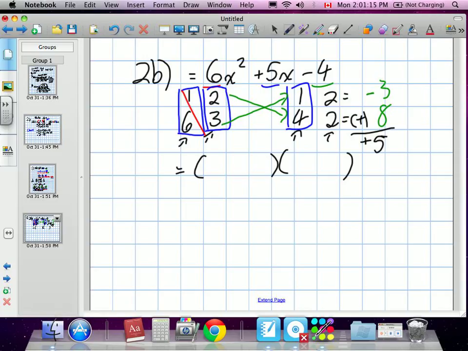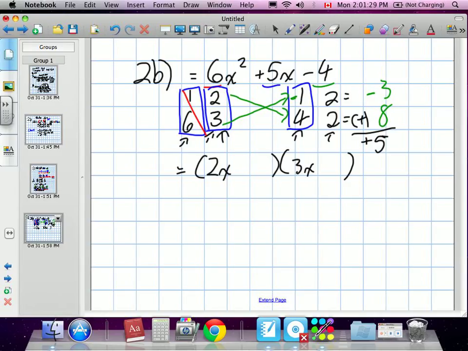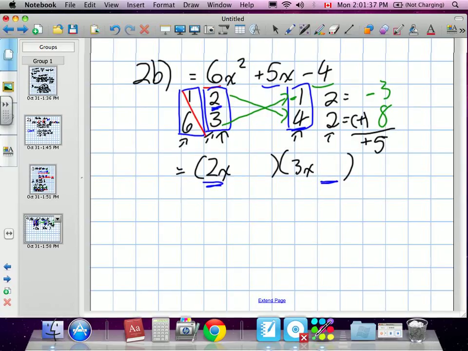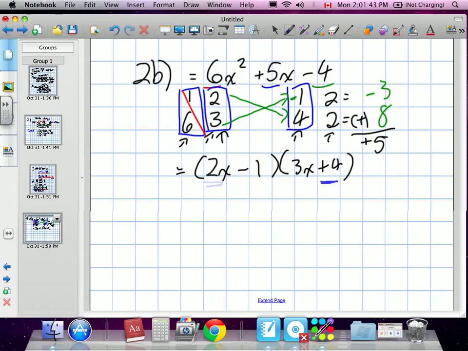I go to write my first terms in, which are 2x and 3x. The second terms have to go in the opposite bracket of what they are multiplied by. So we multiplied 2 by 4, so the 2 and the positive 4 have to go in opposite brackets, which means the 3 and the negative 1, which were multiplied by each other, have to go in opposite brackets. And we're done. That's the factored form to what we're used to doing.